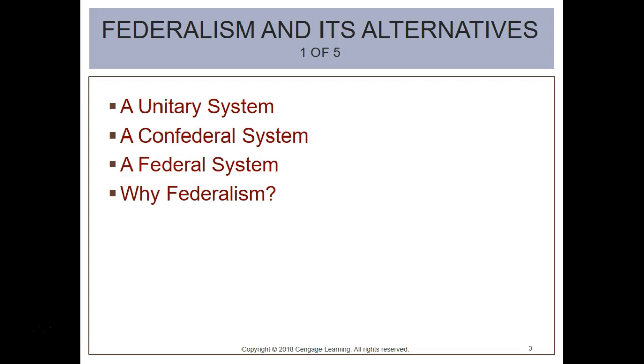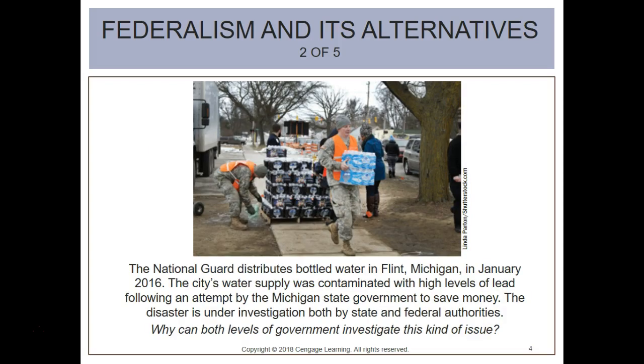The different types of systems, and a couple examples in your book: a unitary system, confederal system, and a federal system. We talked a little bit of those. You can see here in the book a picture of Flint, Michigan, when the water supply was contaminated last year with high levels of lead, and how the federal and state governments both had to try to step in and help these people out.